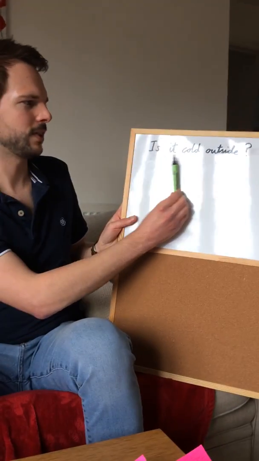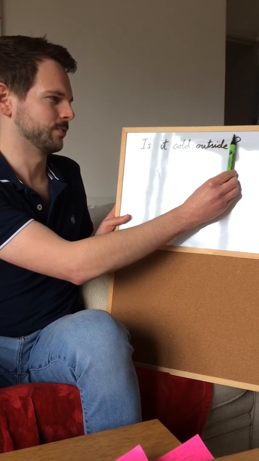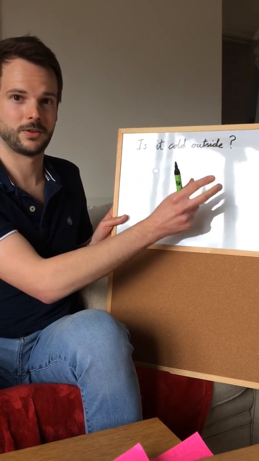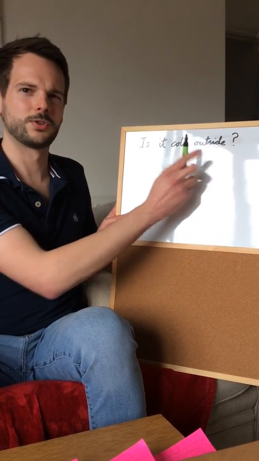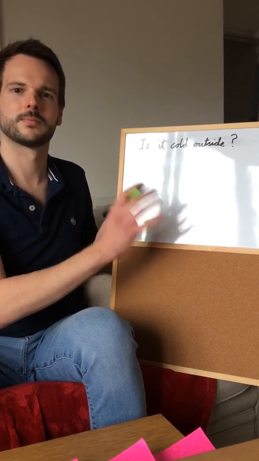So what you need to do on the worksheet is identify which sentence is which. So it might be something like, is it cold outside? Well, I know that that sentence ends with a question mark, so it's actually a question. So your job will be to write down which type of sentence it is next to each one.